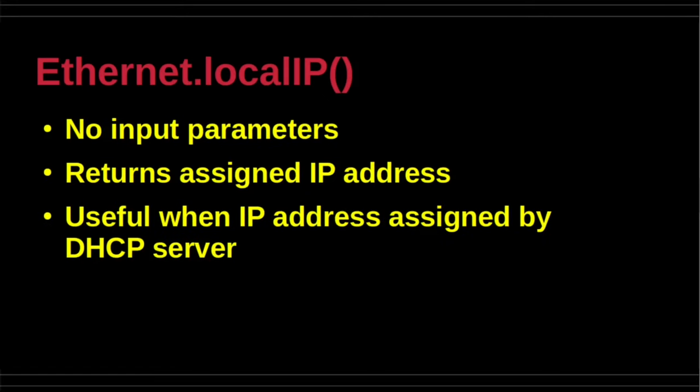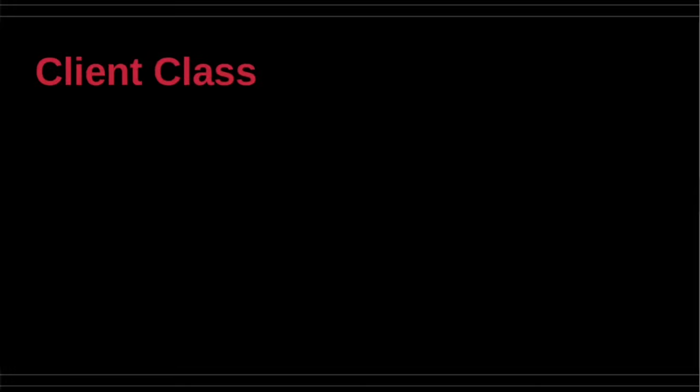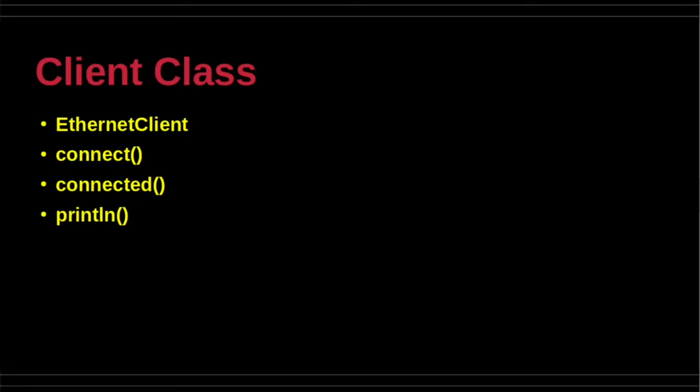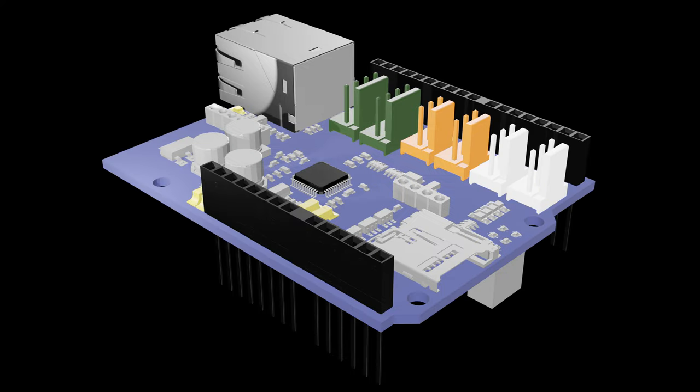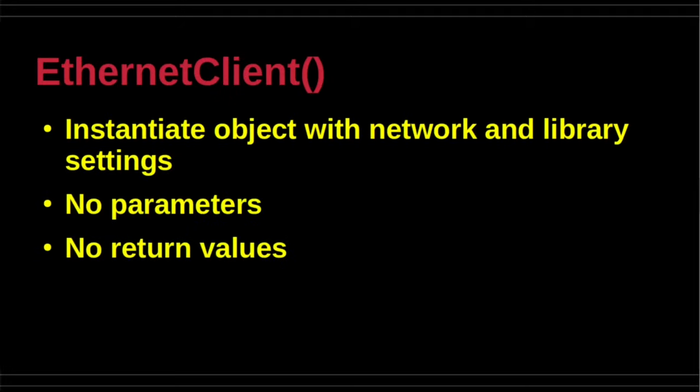The methods of the client class used in this demonstration are connect, connected, println, available, read, and stop. There are many other methods in this class that are beyond the scope of this tutorial. Instantiation of the network client object is performed with the Ethernet client constructor.